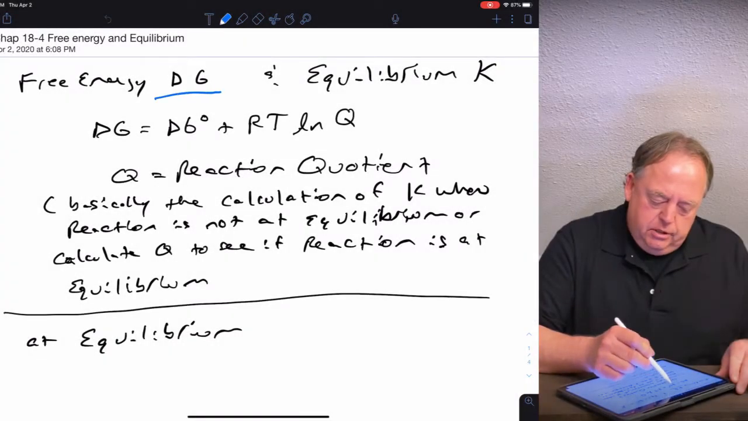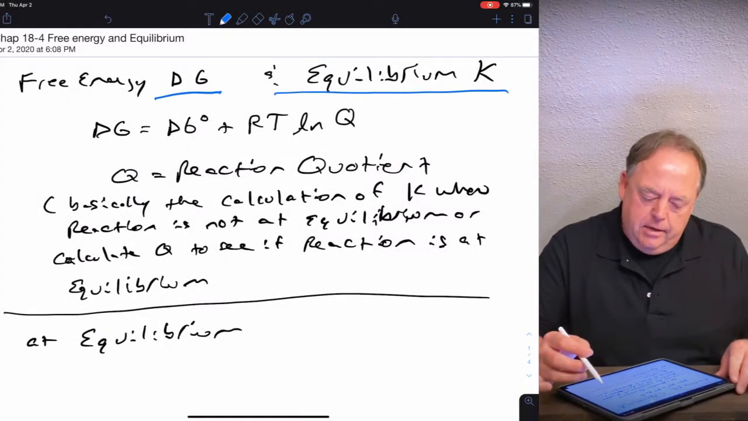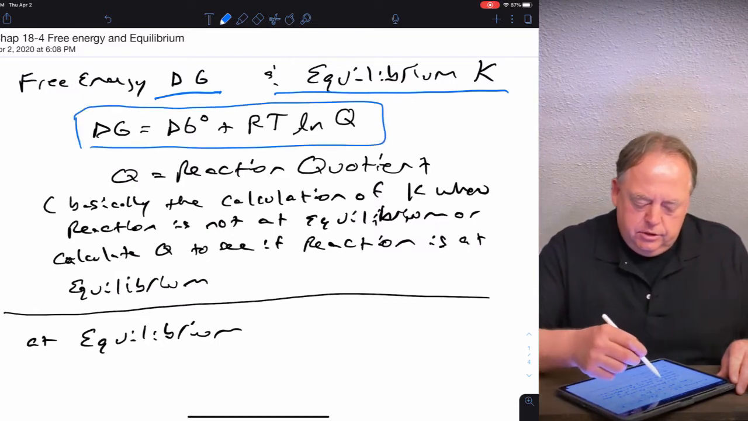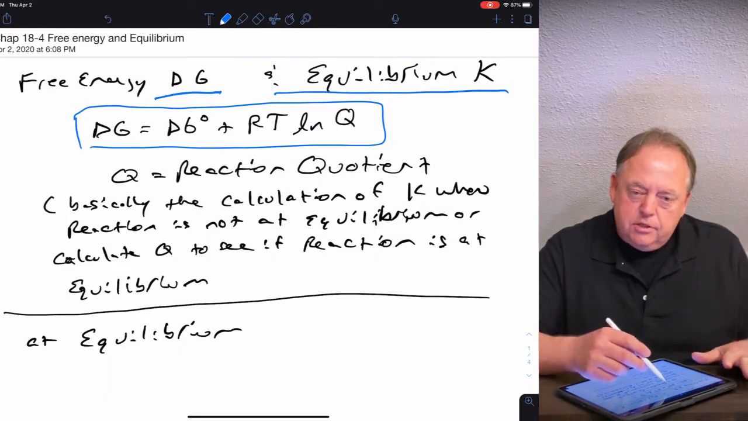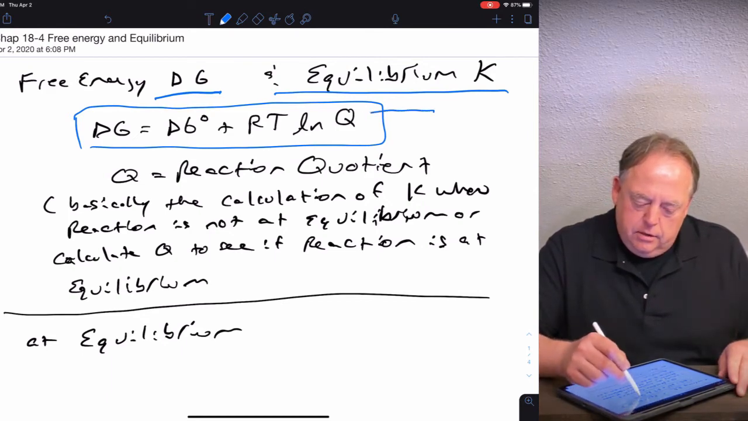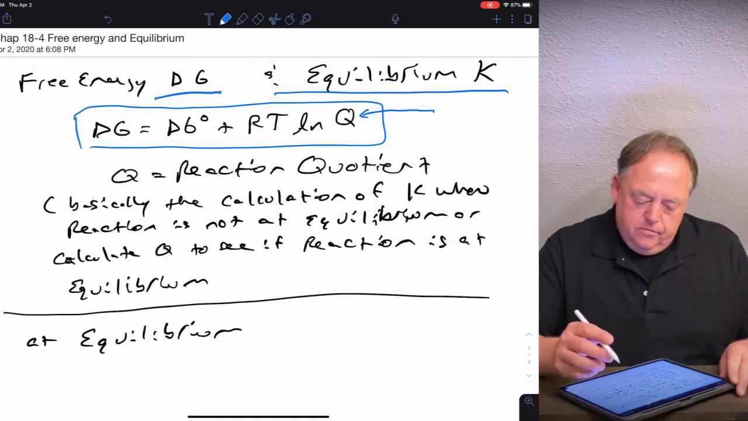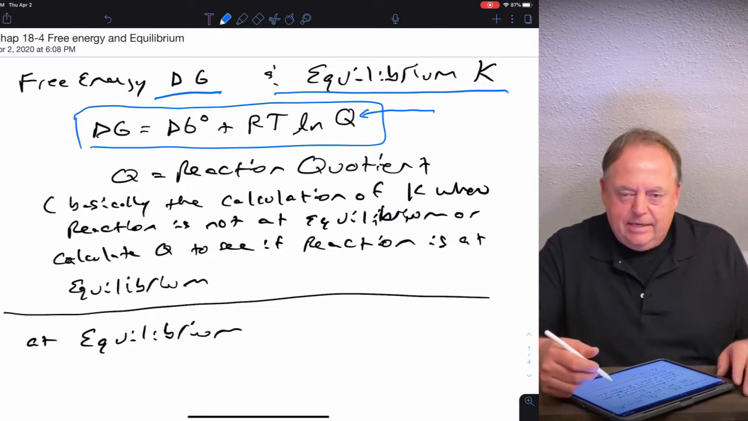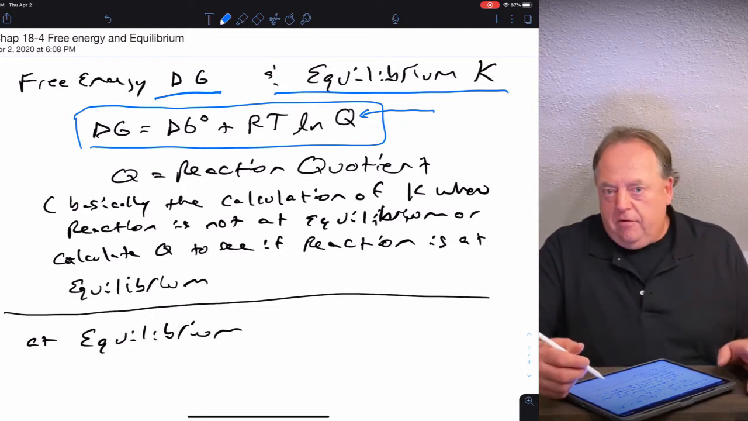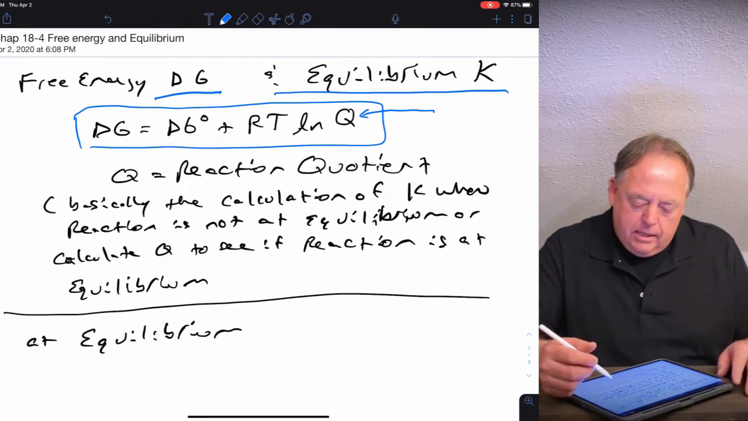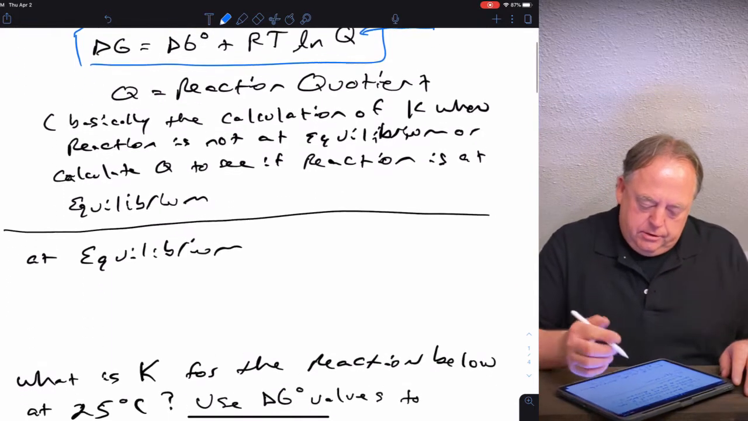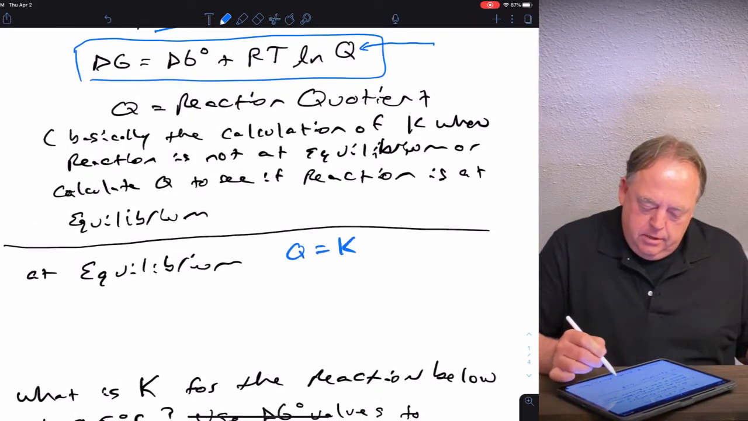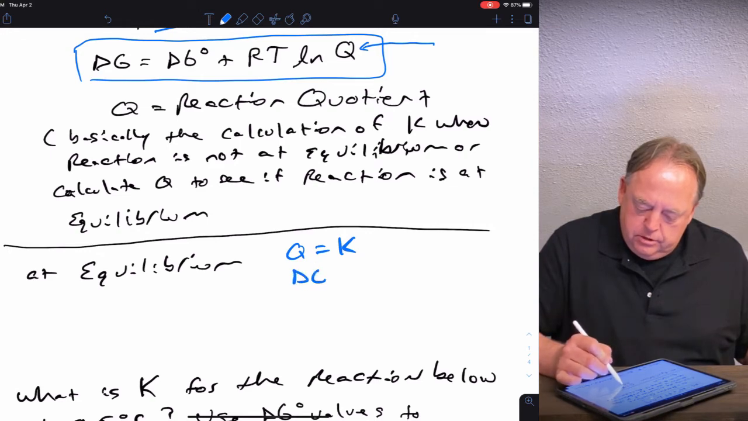How does delta G free energy relate to the equilibrium constant K? By this equation, delta G is equal to delta G standard state plus RT ln Q. If you remember from previous chapters, Q is the reaction quotient, which is basically the calculation of K to see if you're at equilibrium or not. At equilibrium, Q is equal to K, and delta G is equal to 0.